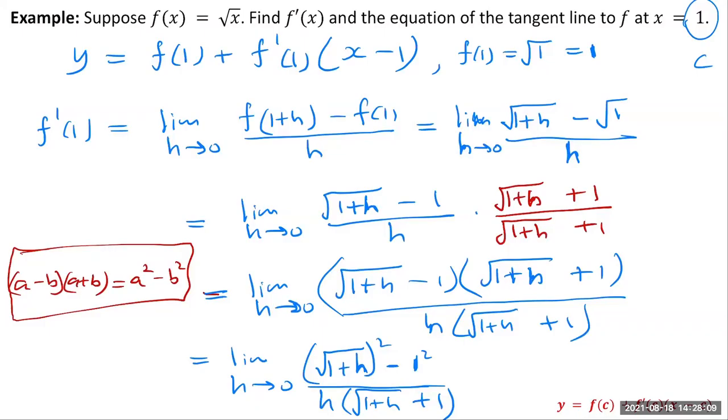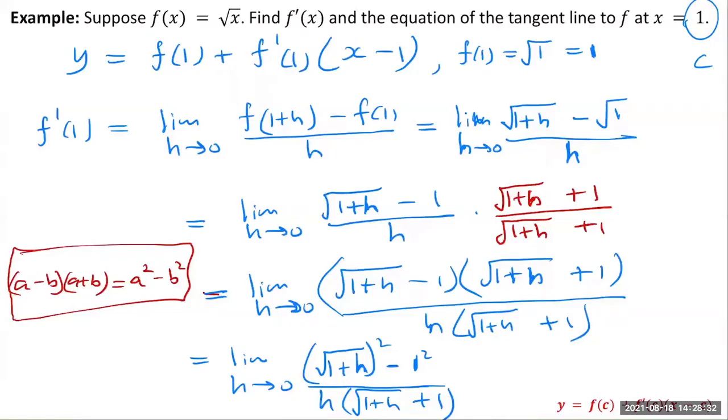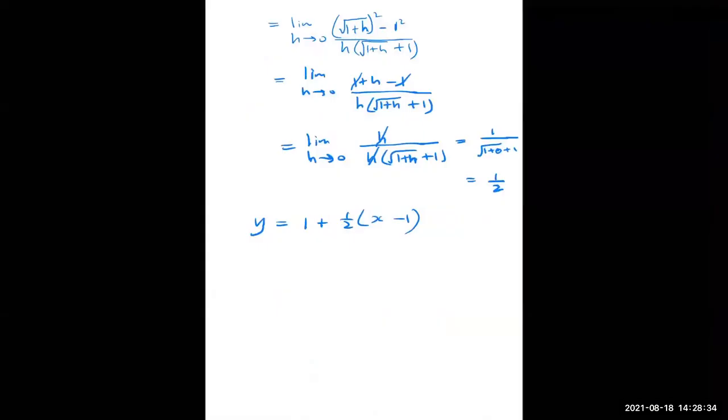So now I can find the equation of the tangent line. Of course, I found my f of 1 earlier, that is 1, and f prime of 1 is 1/2. I can plug those things in here and here to find my tangent line. That will be y equal to 1 plus 1/2 times x minus 1. Okay, that's the equation of the tangent line.